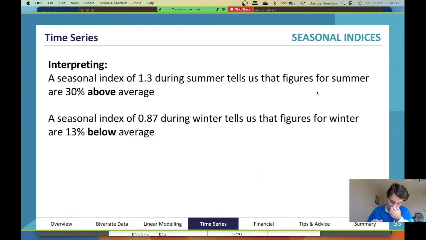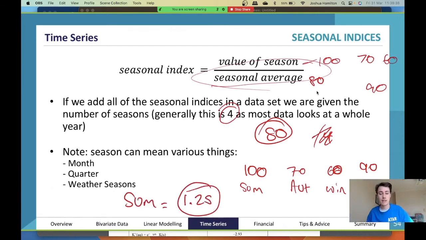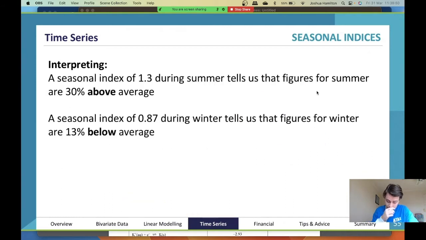Each of those is a seasonal index. What does a seasonal index tell you? Let's just do the first one, 100 divided by 80. That gives me a seasonal index of 1.25 for summer. How do I interpret that? A seasonal index of 1.25 tells me that the sales for summer were 25% above the average. So I get 25% more sales in summer on average. That's what that means.